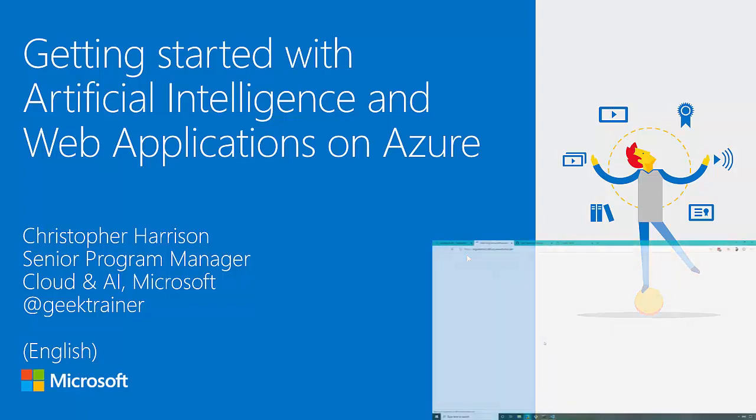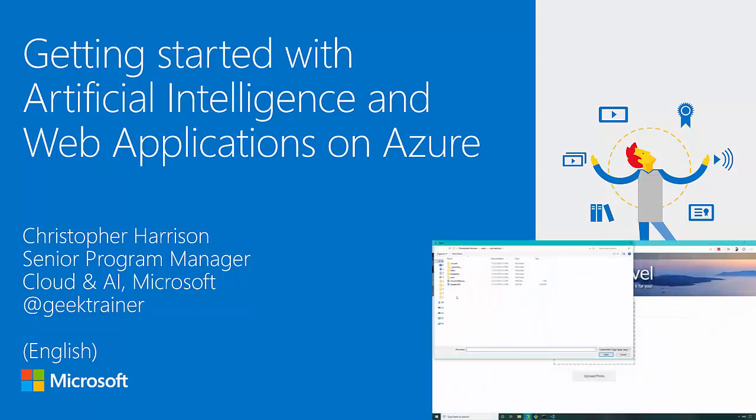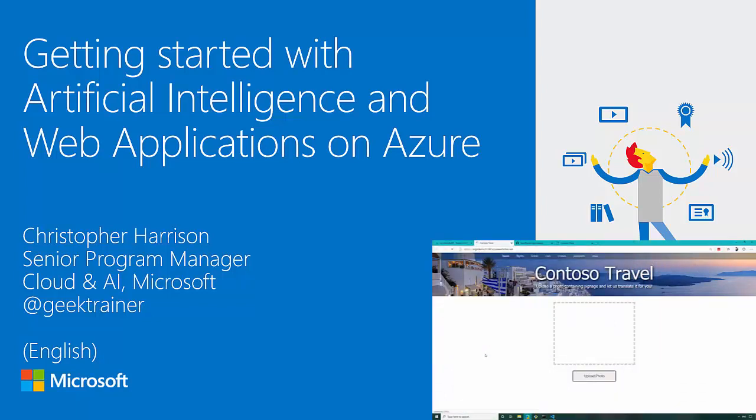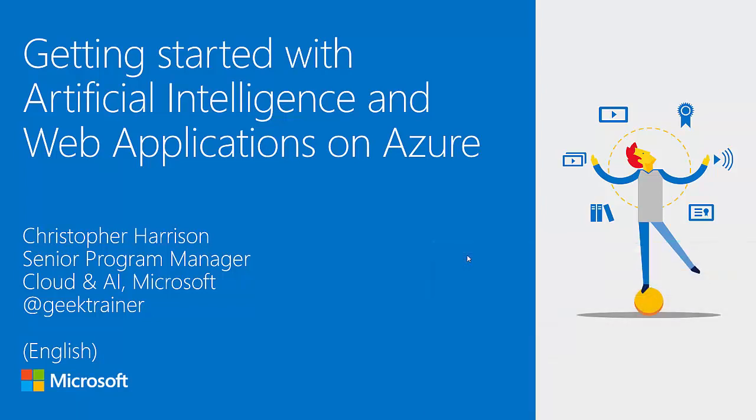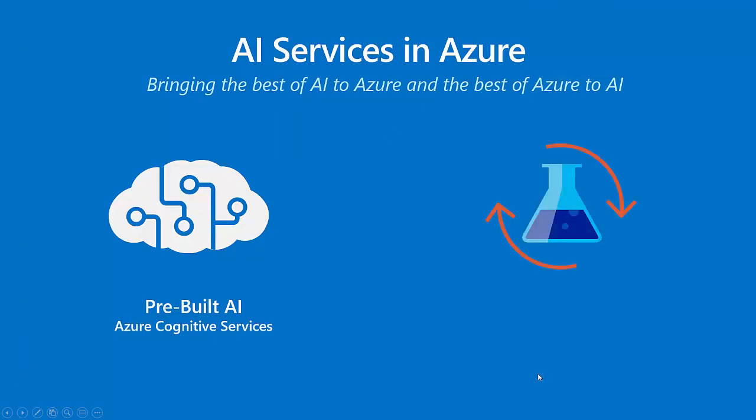Now, the specific scenario that I'm going to work through is where I'm going to work with an application that will allow me to upload a picture of a sign that has some text on it and have that text displayed out, so incorporate OCR or optical character recognition. So let's start off by talking about how we're going to get the AI into our application.